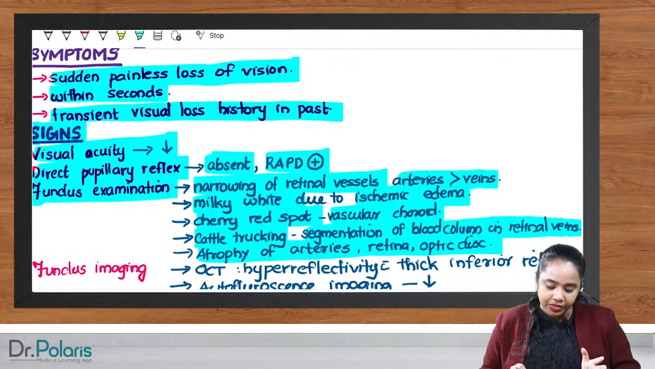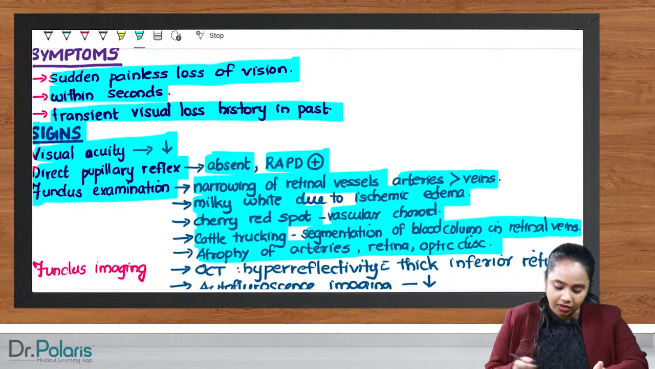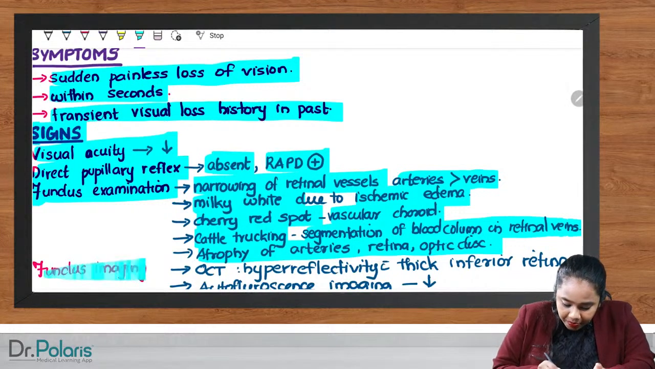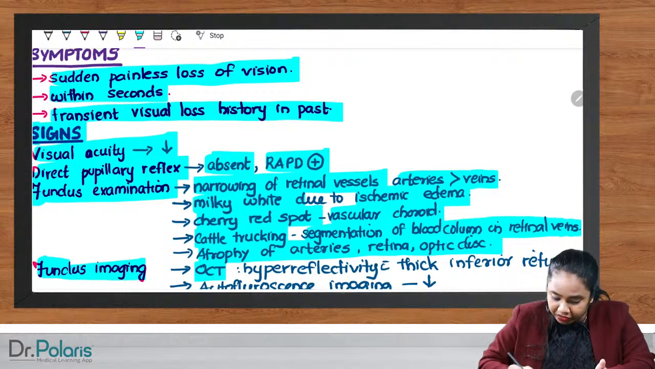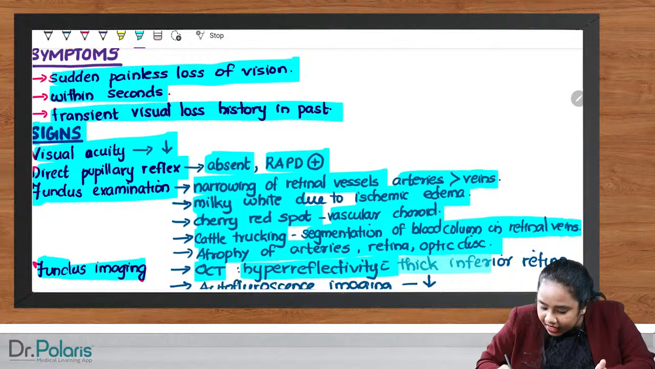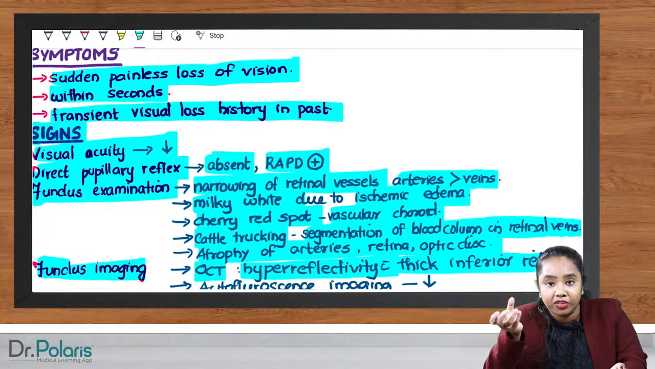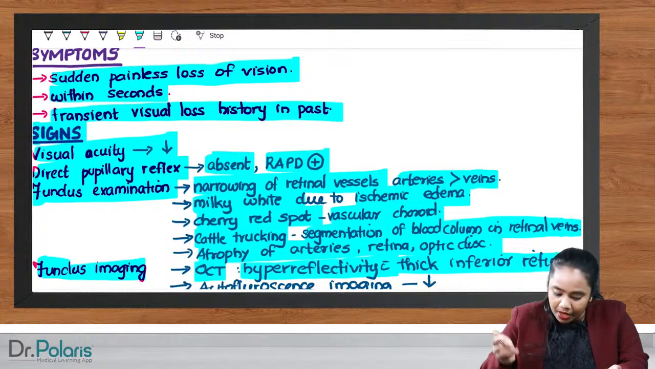Now, if you do imaging of this fundus, the retina as such, you can see that it is done with OCT, optical coherence tomography. Here there is hyperreflectivity with thick inferior retina. So, there is hyperreflectivity in that area, and there will be a very thick retina in the inferior part. The thickness of the inferior retina will be more.